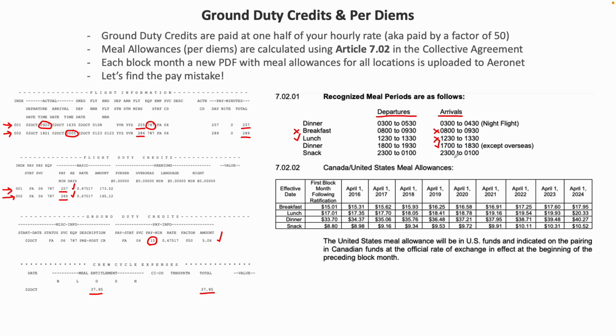The snack period is between 11 p.m. and 1 a.m., and since 8:05 was the arrival time, we are not entitled to this meal per diem. So that means all in all, if I look at what we went through based on the meal periods, I should be entitled to a lunch and a dinner. And what we're showing here under crew cycle expenses is that I was paid just a dinner. So there is a lunch per diem missing.